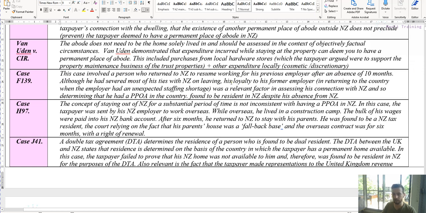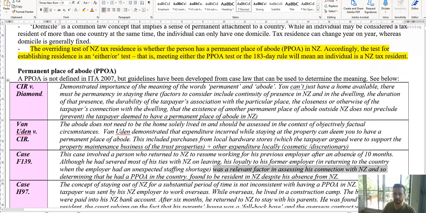But the fact that he had loyalty to his former employer, when he returned to the employer when they had an unexpected staffing shortage, was a relevant factor in assessing his connection with New Zealand. So you might have seen so far that connection is an important word when we're determining PPOA.